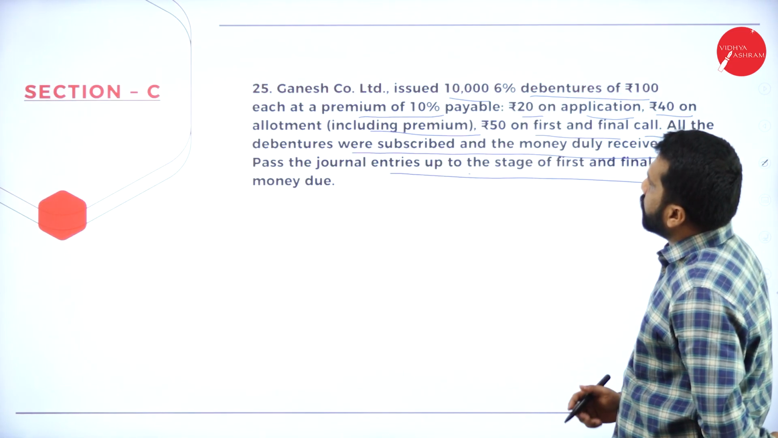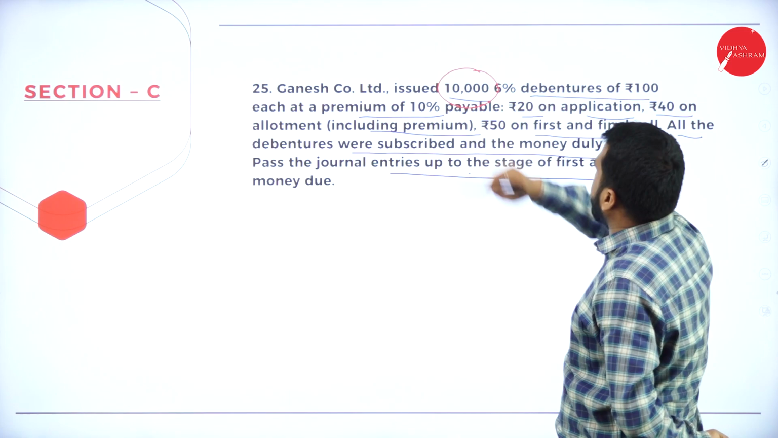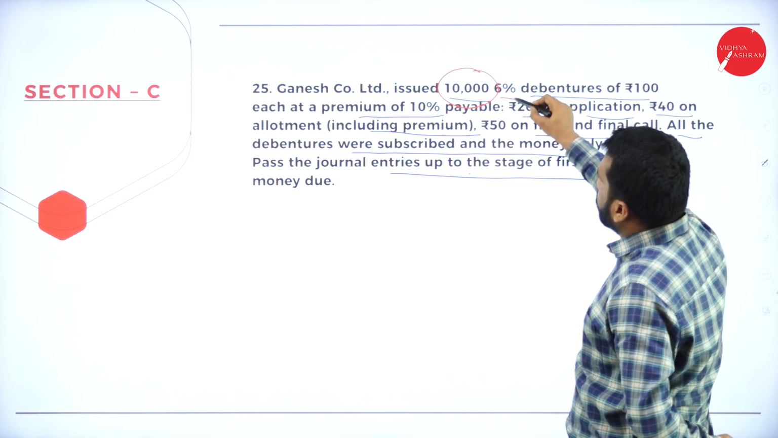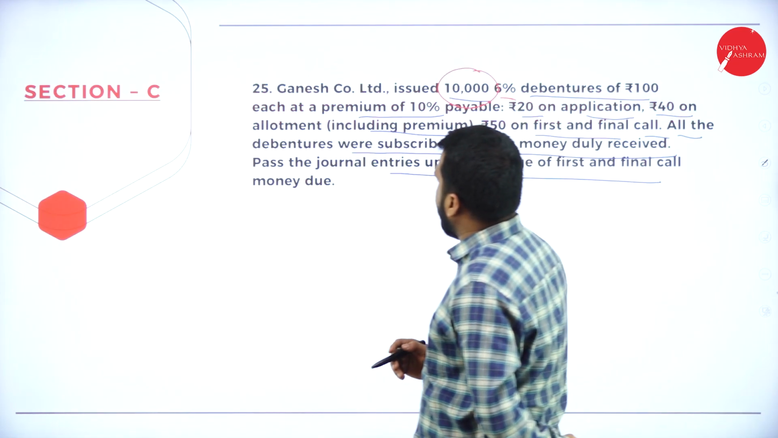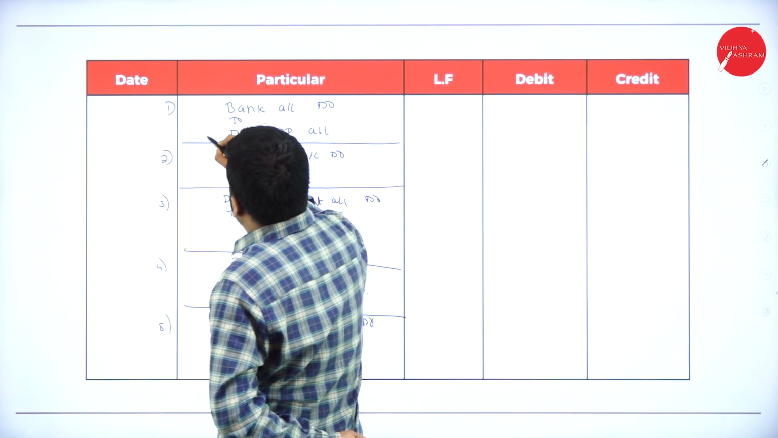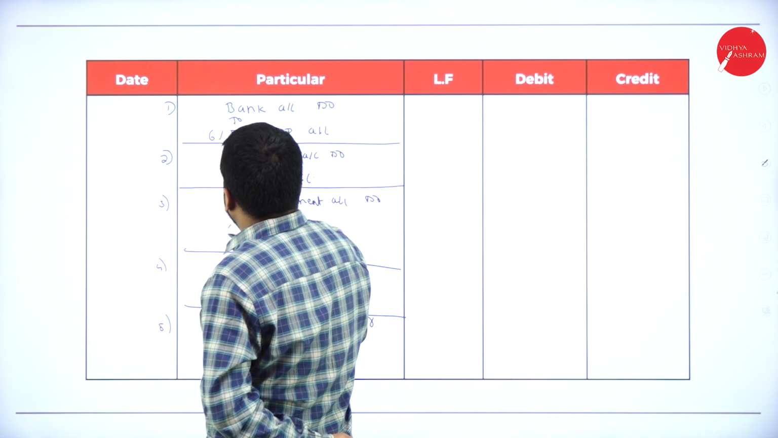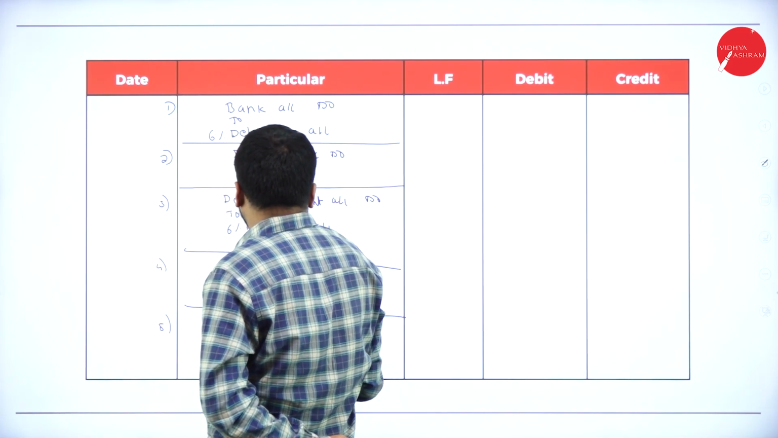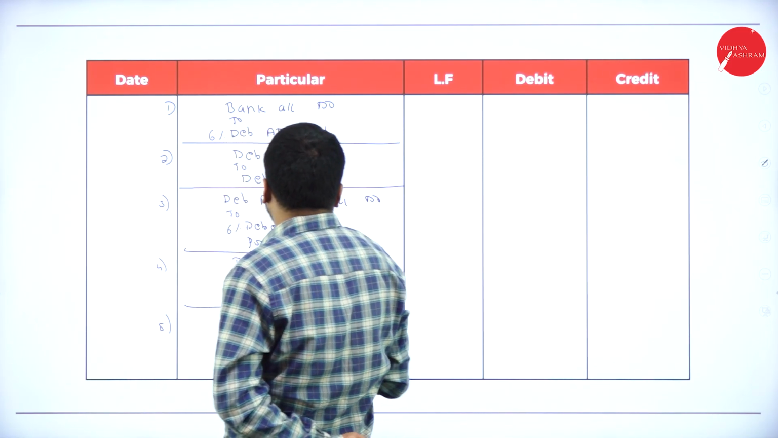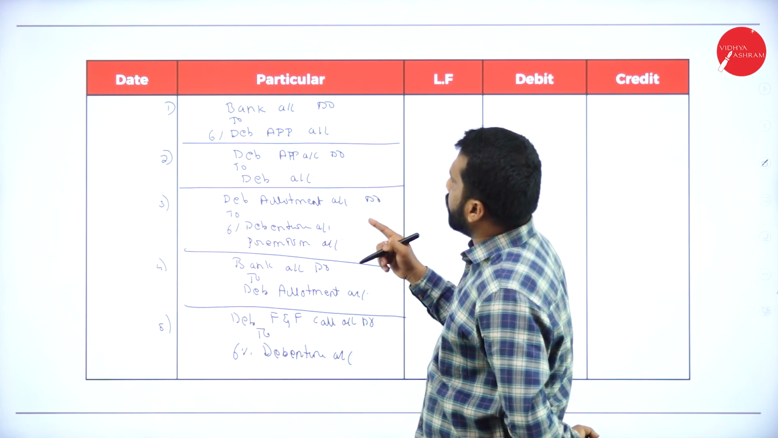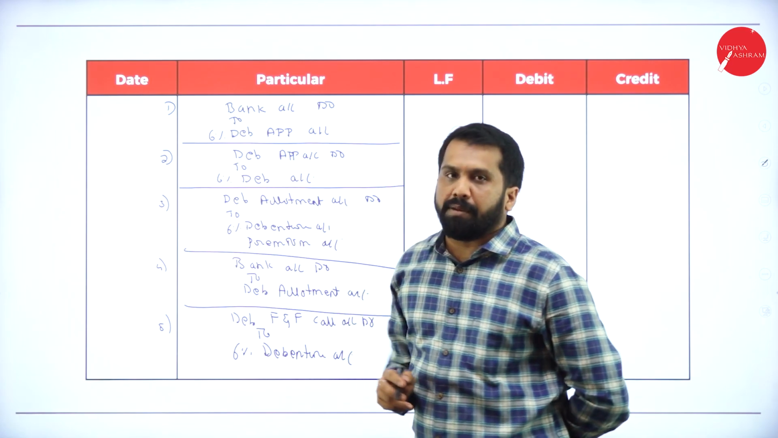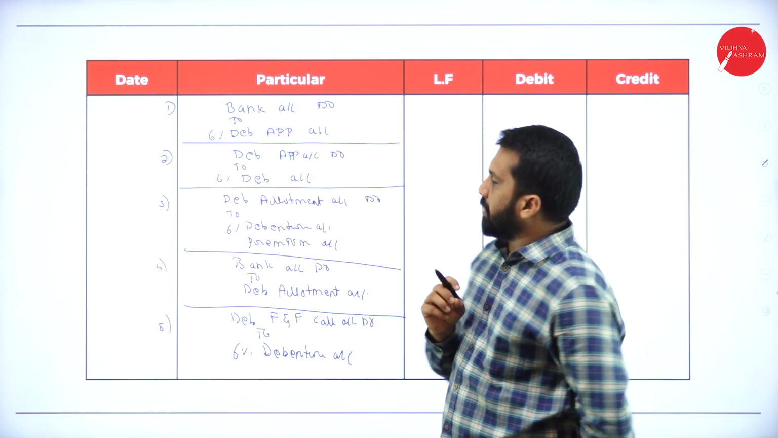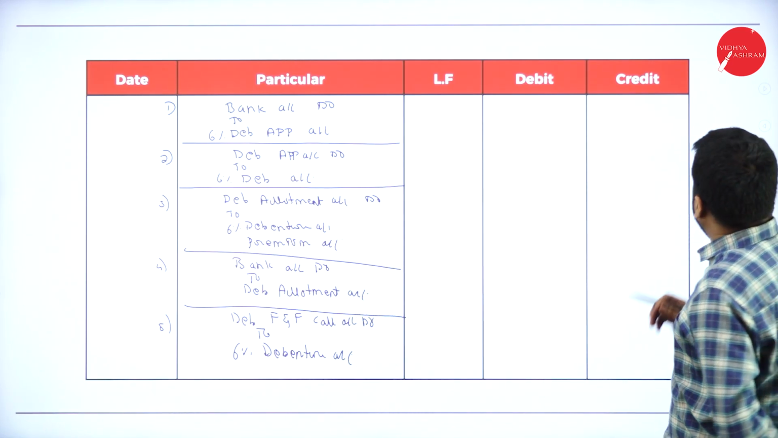So number of debentures, how much? 10,000. This is the name of the debenture, 6%. Don't calculate 6%. Just you have to mention 6% debenture wherever you write debenture. That is important. Then I'll go with the calculation.